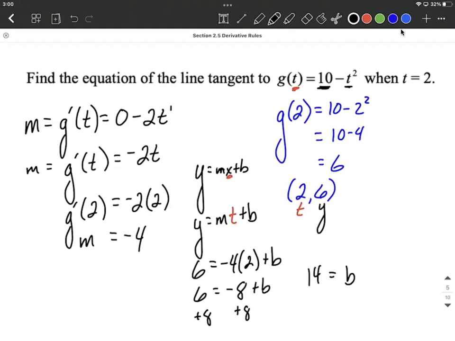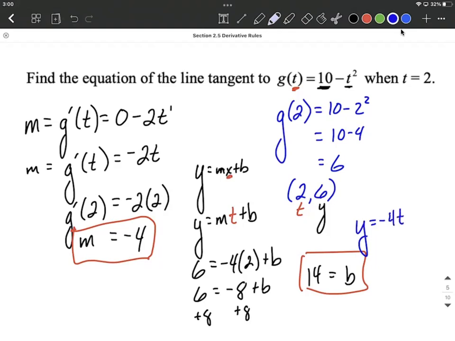So now we know our slope, we know our y-intercept. Let's put these two pieces of information together and get y equals negative 4t, t is our variable, plus 14. And that's going to be the equation of the line tangent to this function, 10 minus t squared, at t equals 2. Hope this helps out.